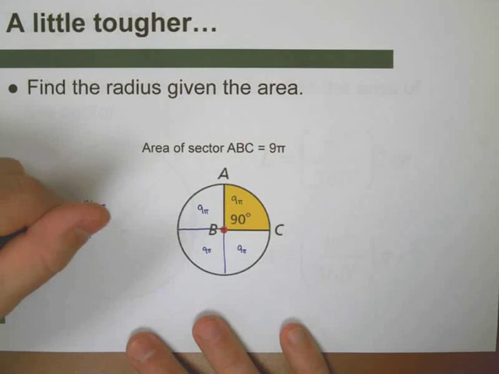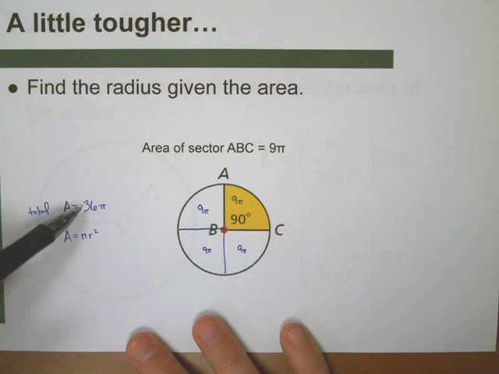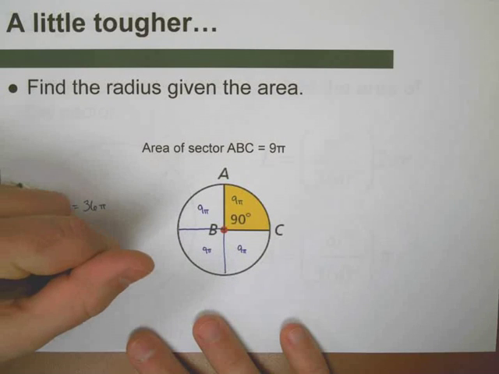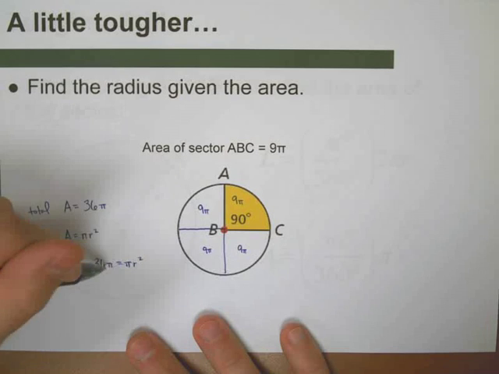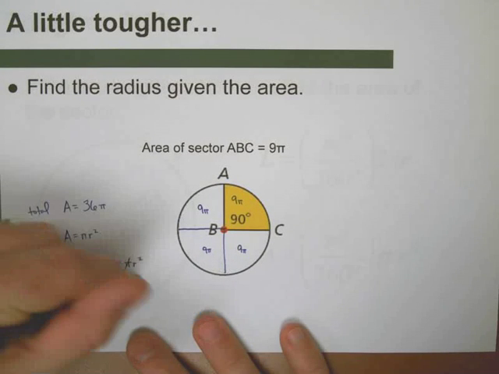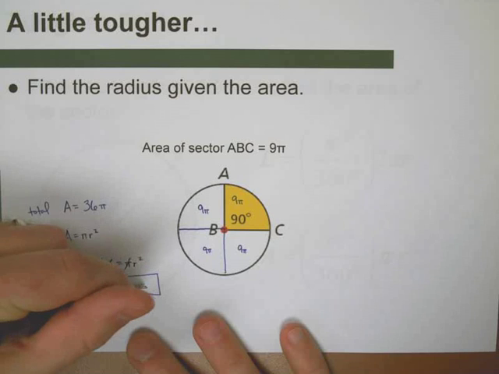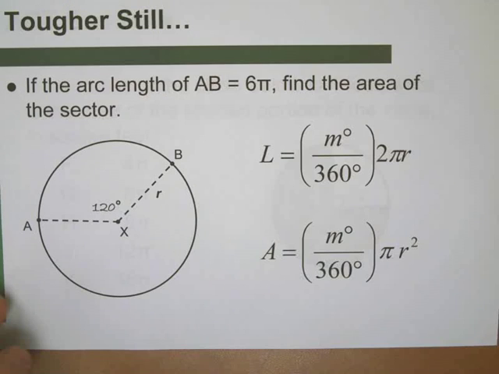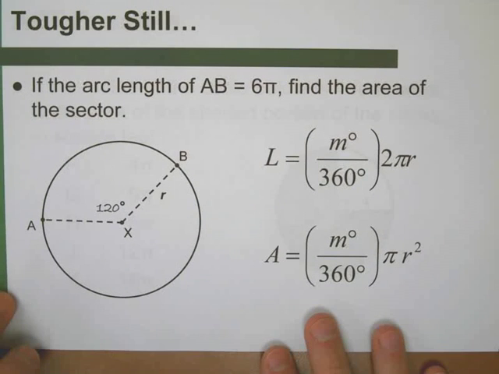Well, if area is equal to pi r squared, and area is equal to 36 pi, that means these two things on the right are equal to each other. 36 pi must be equal to pi r squared. Pi's go away. R squared is 36. The square root of 36 gives me 6. I don't know what the units are, I'll just put units. But the radius is 6 units total. Easy problem, right? Not too bad.